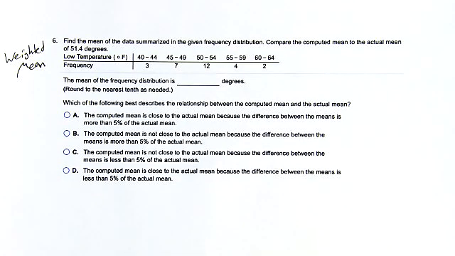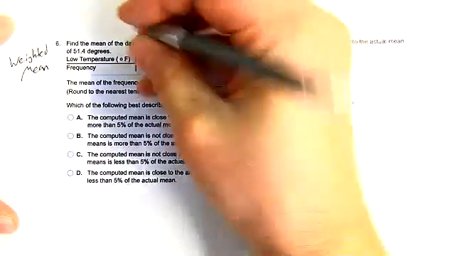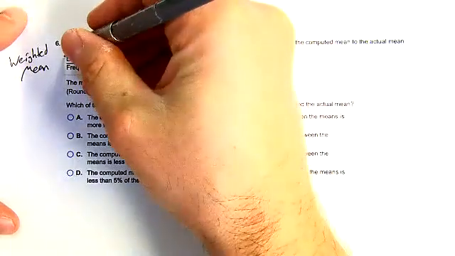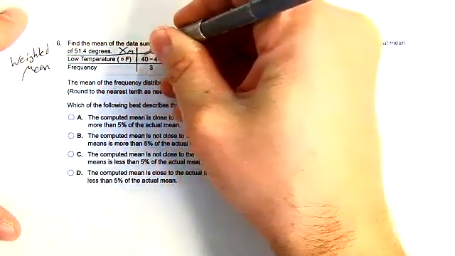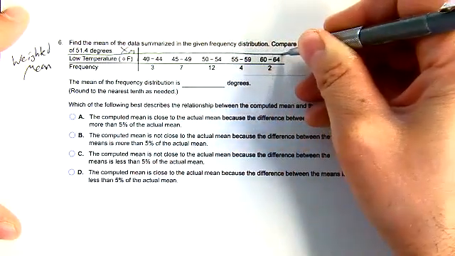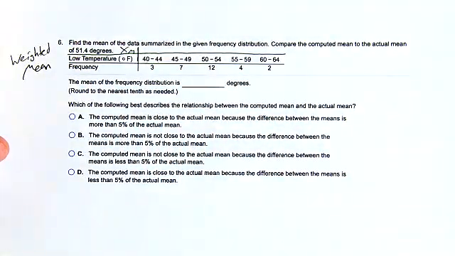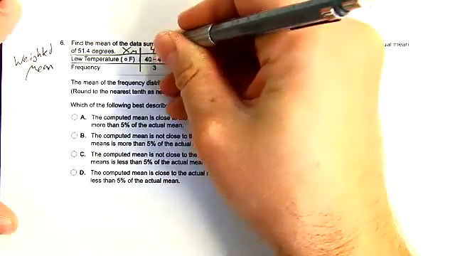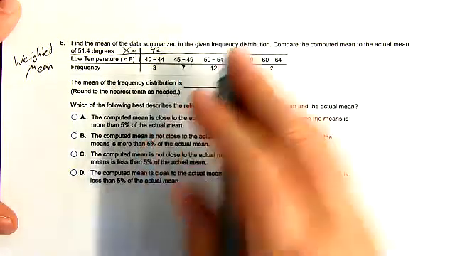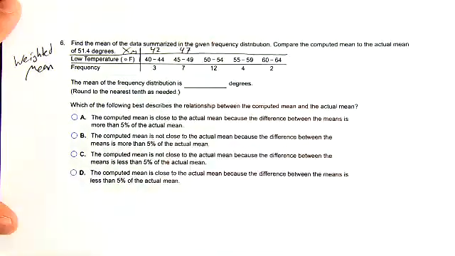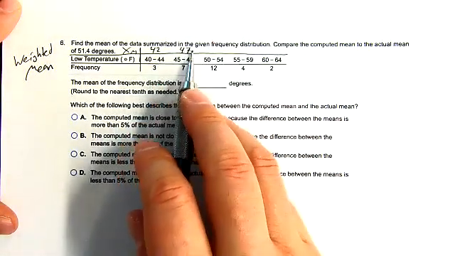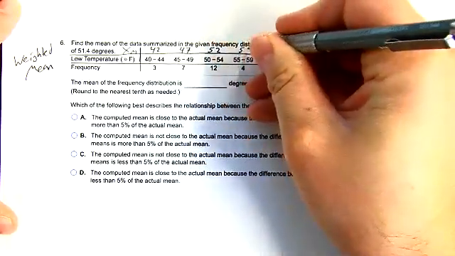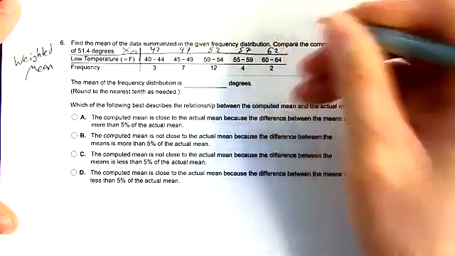What you're going to do on a problem like this is find the midpoint. Does anyone remember what the midpoint was? This goes back to when we first introduced a frequency table. The midpoint was the number in between the 2 numbers. So the number in between 40 and 44 is 42. The number in between 45 and 49 is 47. And then they go up by 5. So the pattern is they go up by 5. So 52, 57, 62.